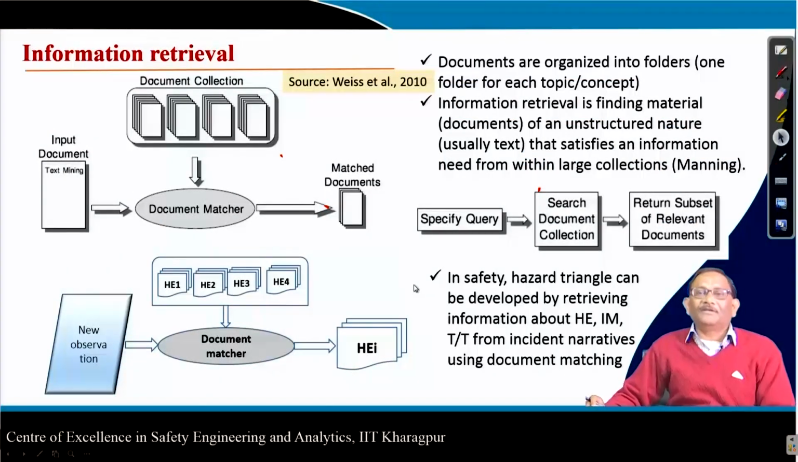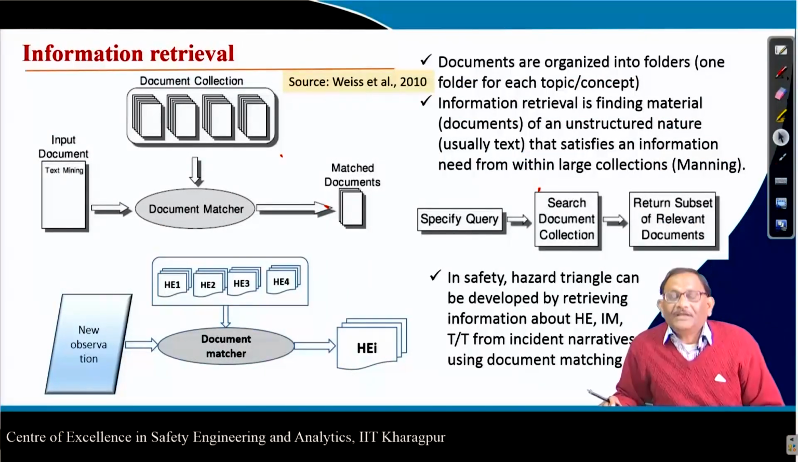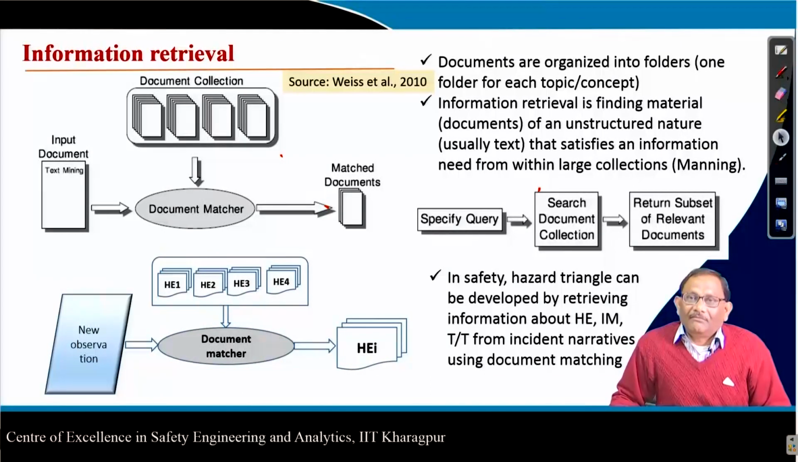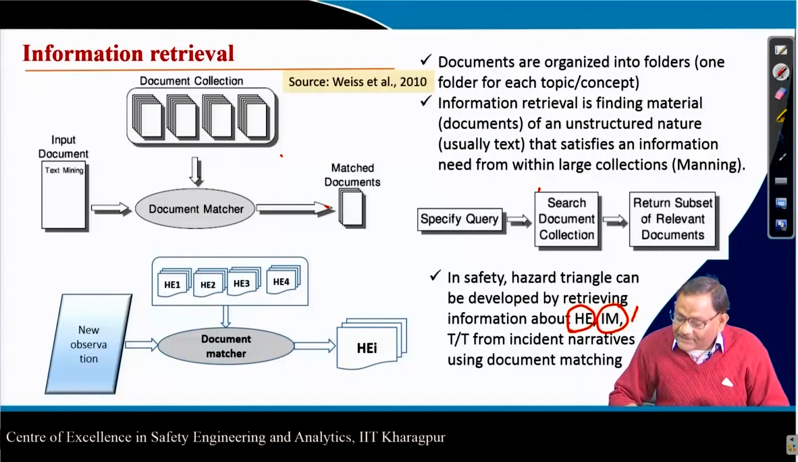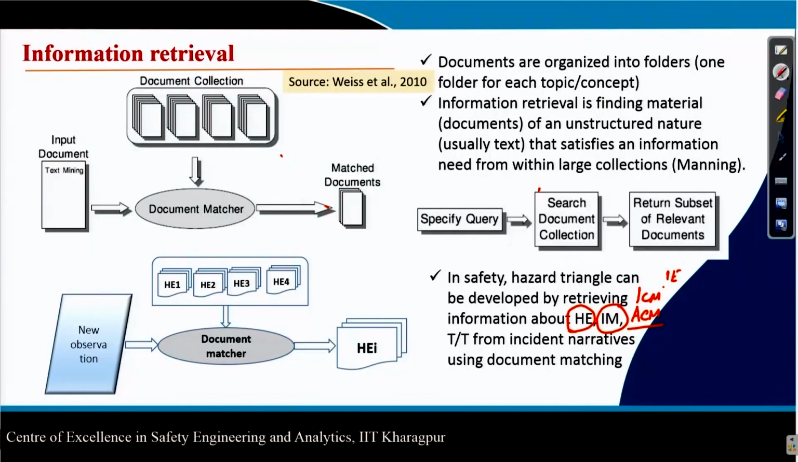Next is information retrieval. Suppose I want to develop a hazard triangle. What are the minimum requirements? I must have a hazardous element, an initiating mechanism, or better said, an accident causing mechanism or incident causing mechanism, where the initiating event and pivotal events are there, as well as the death target. Minimum, I require these.